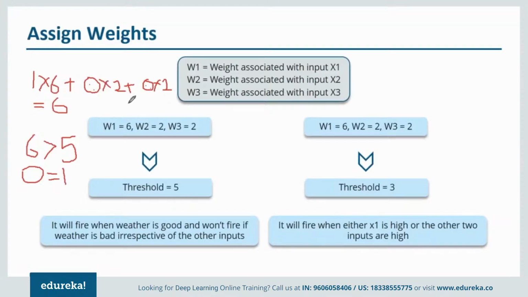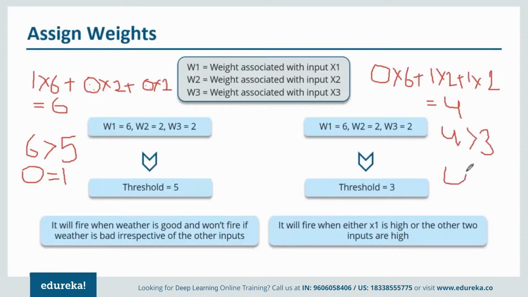Alright, now I'll explain a different scenario. Over here our threshold was 5. But what if I change this threshold to 3? In that scenario, even if my weather is not good, I'll give it a 0. So 0 into 6. But my wife and public transport both are available. So 1 into 2 plus 1 into 2, which is equal to 4. And it is definitely greater than 3. Then also my output will be 1. That means I will definitely go to the beer festival even if weather is bad, and my neuron will fire. So these are the two scenarios that I have discussed with you.